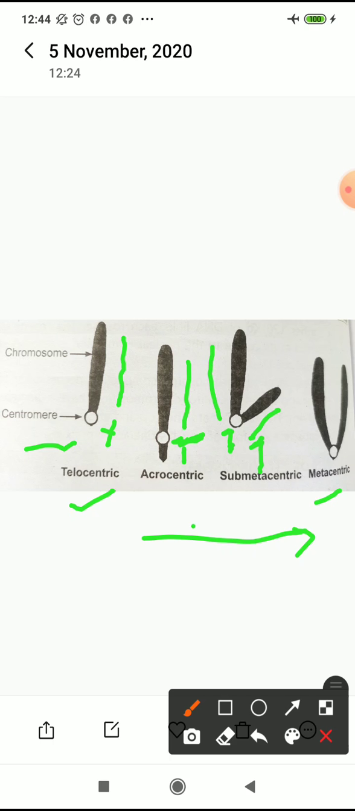And the metacentric chromosome looks like the English letter V. Here the centromere lies in the middle of the chromosome, exactly at the middle, so that the two arms are almost equal. So this is what is related to the types of chromosomes based on position of centromere.